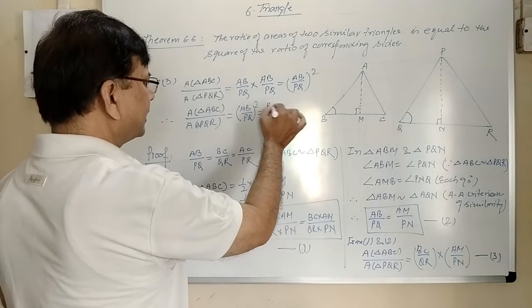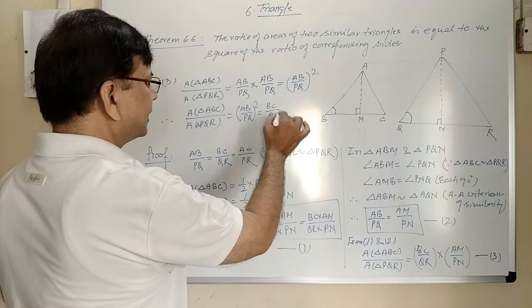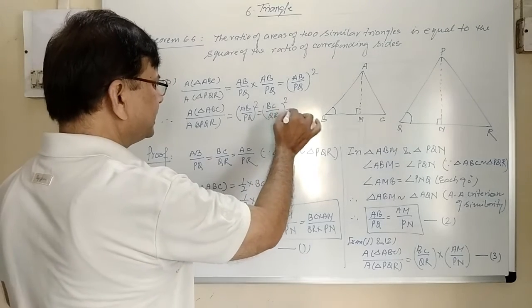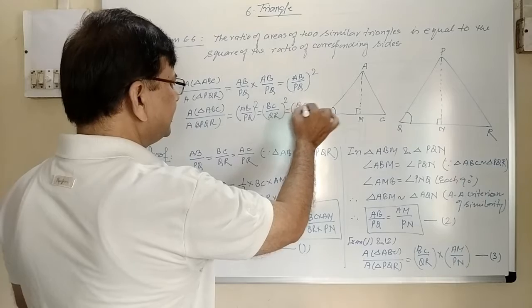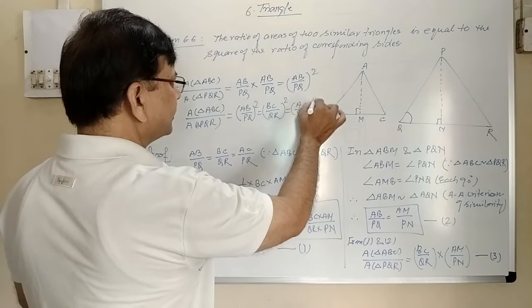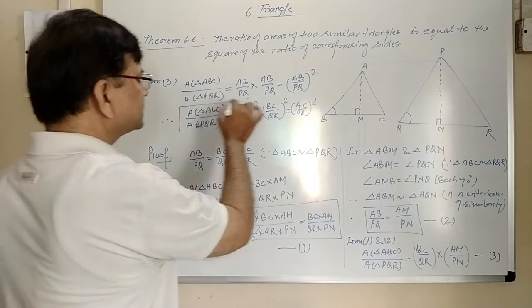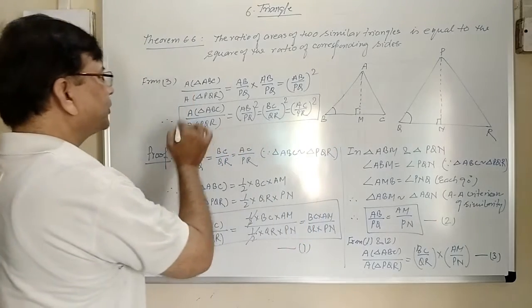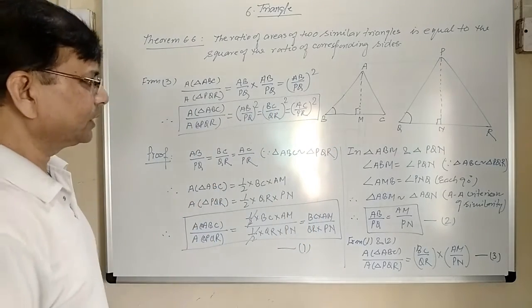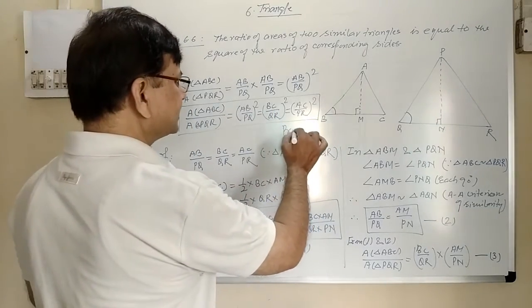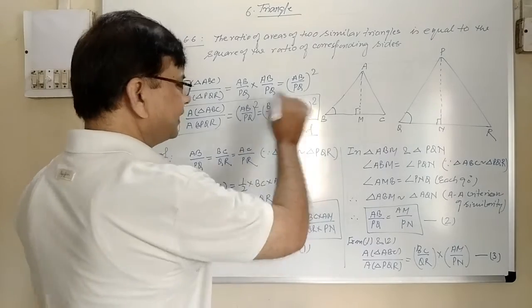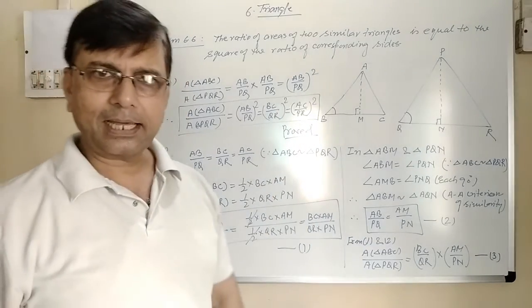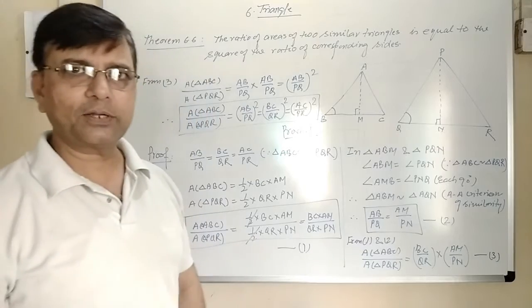and AB upon PQ is equal to BC upon QR, whole square, is equal to (AC upon PR) whole square. This was required to be proved. See the statement. So now we can say this is proved. A very important relation is this, and this theorem will be applied for the questions.